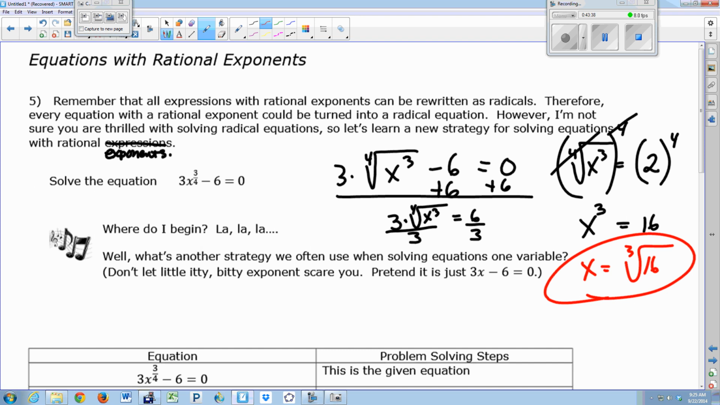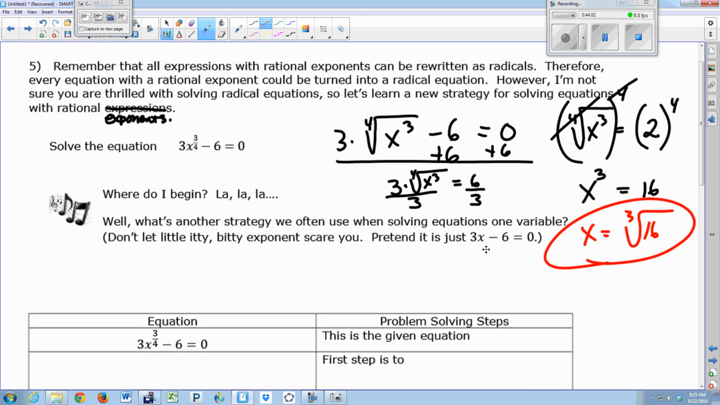That's the exact answer. So if I ask you for exact solutions and no estimations, you leave it just like that. If I say round it to the nearest hundredth, you throw it in your calculator and see what you get. Okay? So that's what you would do if you made it into a radical equation. Let me show you another way. Don't let the itty bitty exponents scare you. Just pretend it's 3x minus 6 equals 0.